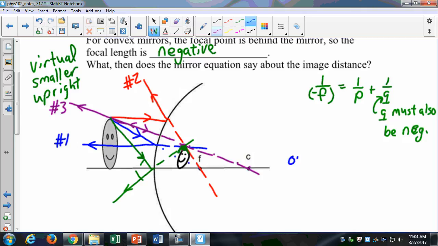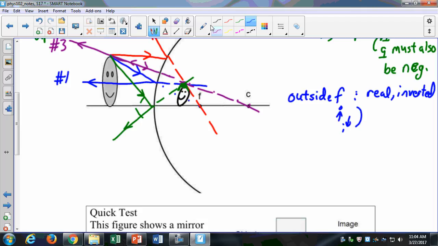If you're outside the focal point, then you produce a real, inverted image. All right, that means that if this is my object, this is my image. A real inverted image. The real image is on the same side as the object. If I'm at the focal point, I get no image at all, because the rays are parallel.